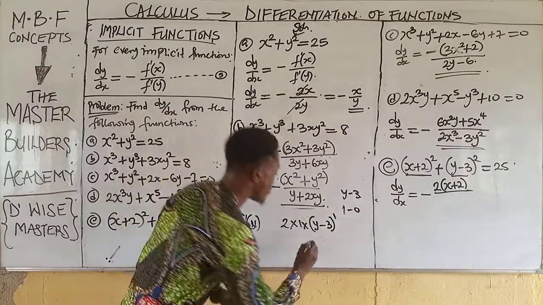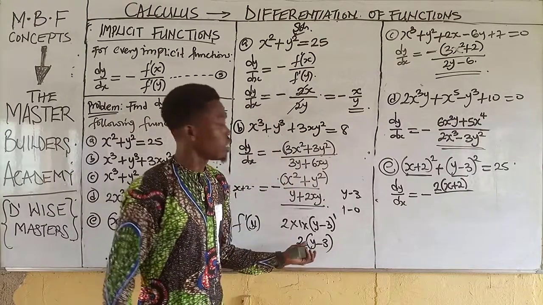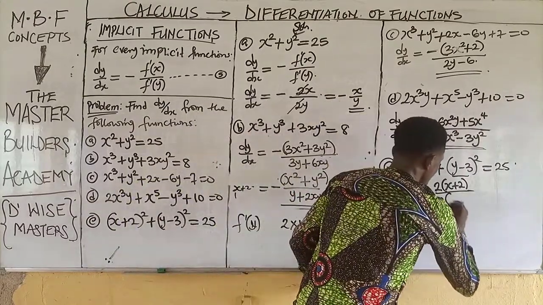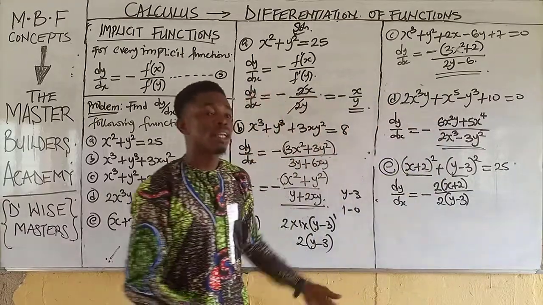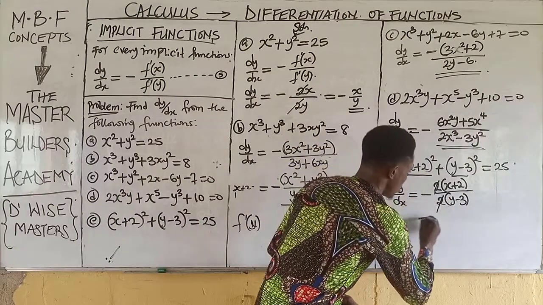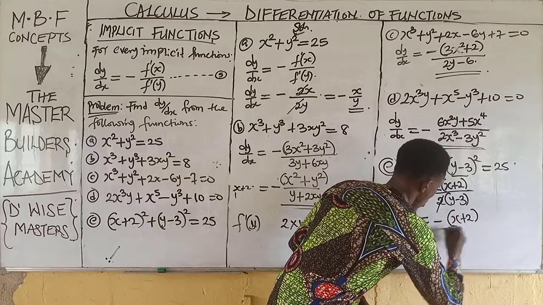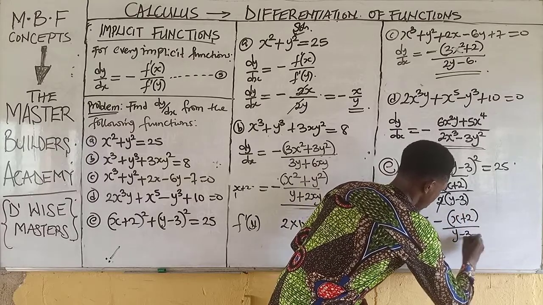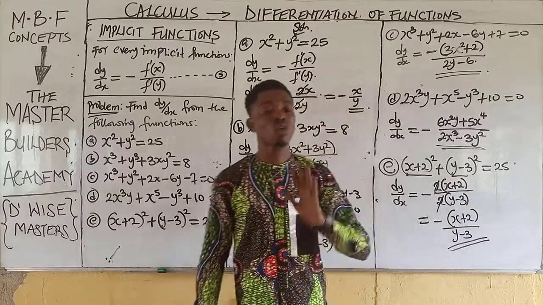And at this point, what do we have? We're going to have this as y minus 3. This is it. Then we put down 2 here. Then we have y minus 3. When we differentiate 25 with respect to y, it is 0 because there is no y here. So guys, finally the 2 takes care of the 2. We have this as minus open bracket x plus 2 all over y minus 3. This is the answer to this very question.